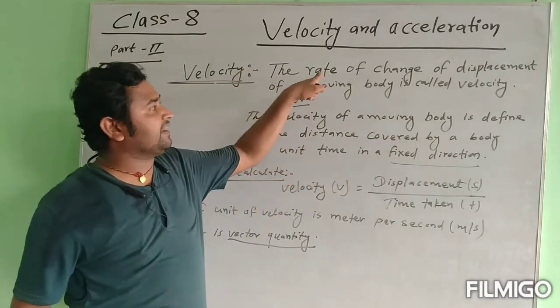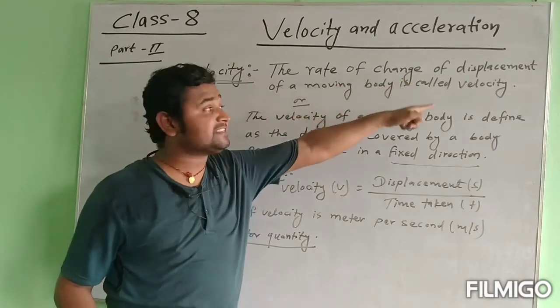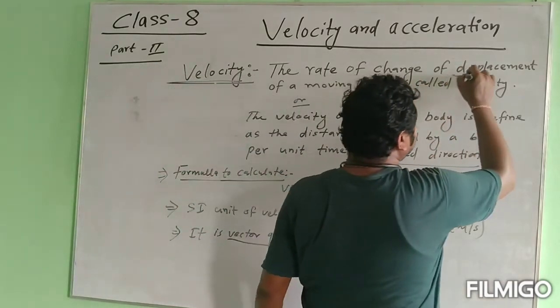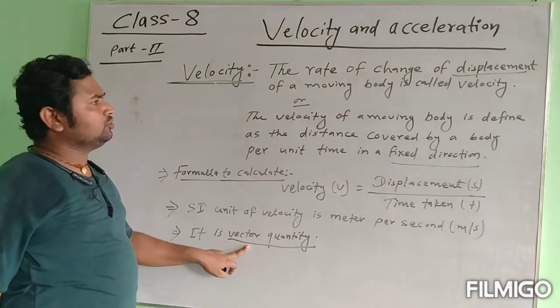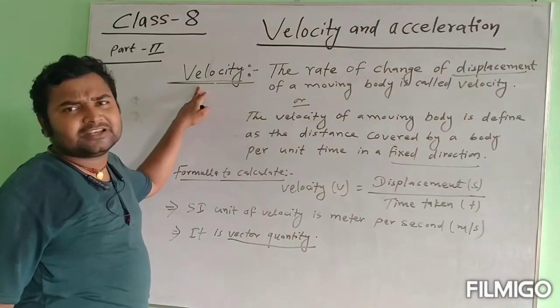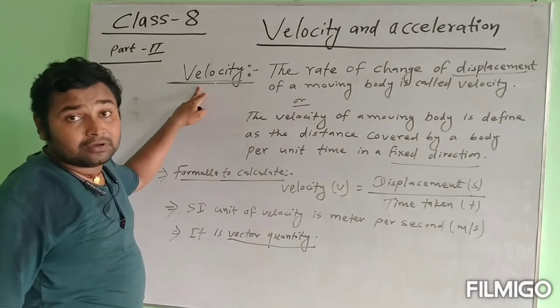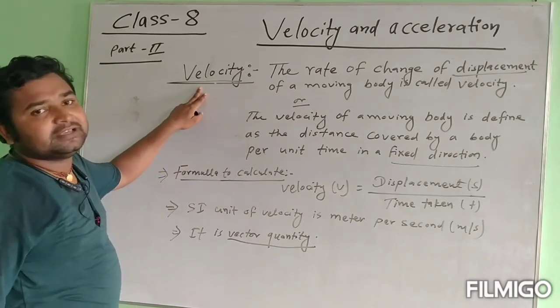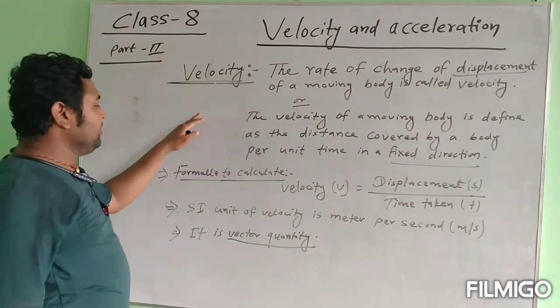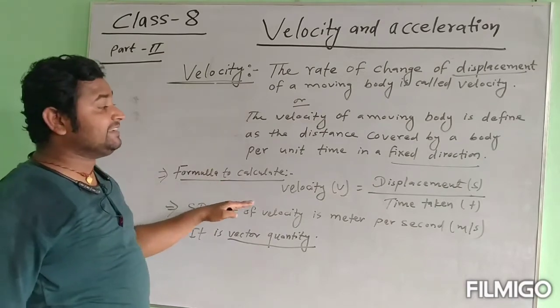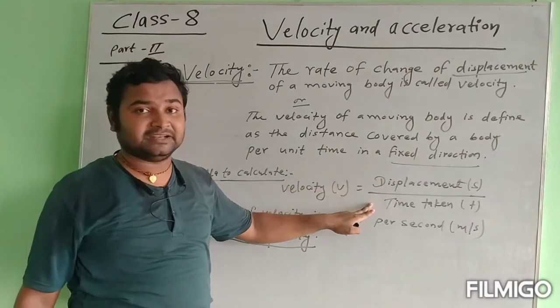Or we can also define it as the rate of change of displacement, because displacement is a vector quantity. Yes or no? So is velocity a scalar quantity or a vector quantity? Vector quantity, because it has both magnitude as well as direction. So the formula to calculate the velocity is displacement divided by the time taken.